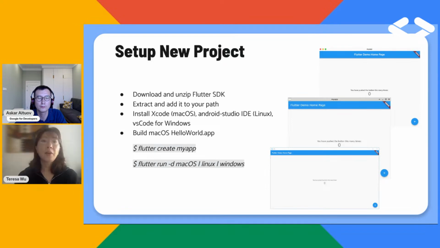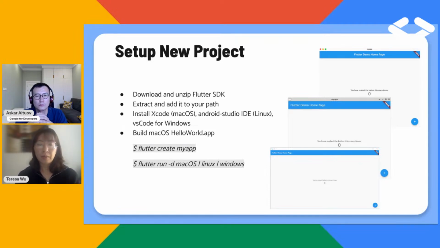So how do we set up a new project in Flutter for desktop? We have the Flutter SDK. We add it to the path as usual, how you use Flutter. Here there are some extras you need to install. If you are a Mac user, you need to have Xcode. If you are a Linux user, you need to have Android Studio IDE. And if you are a Windows user, you need to have Android Studio or IntelliJ. And in addition, you need to install VS Code.